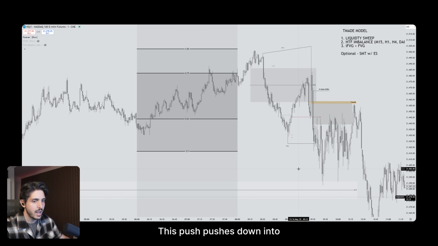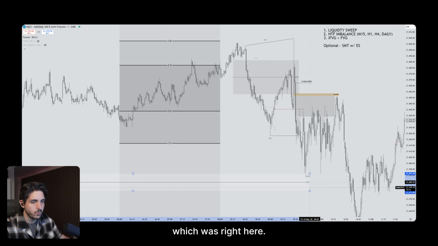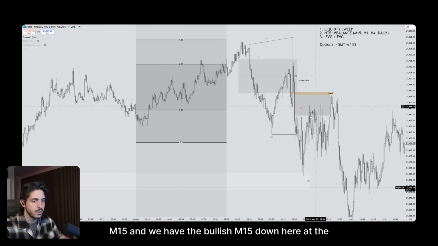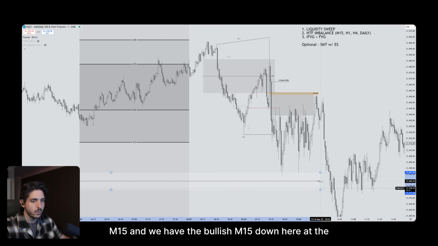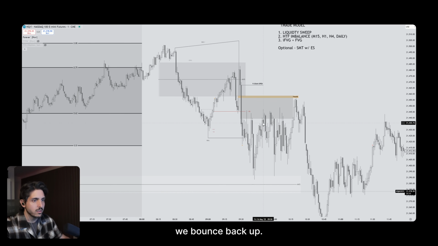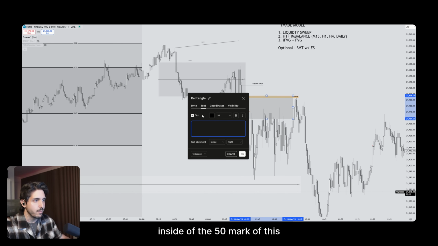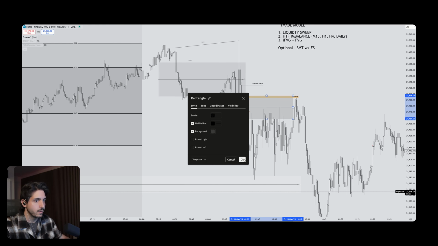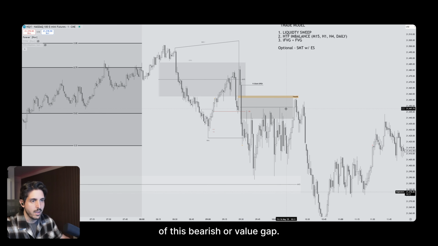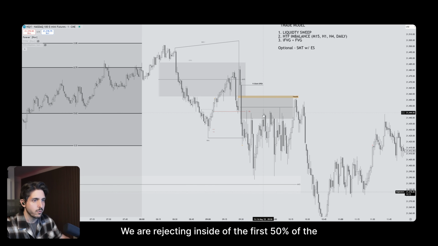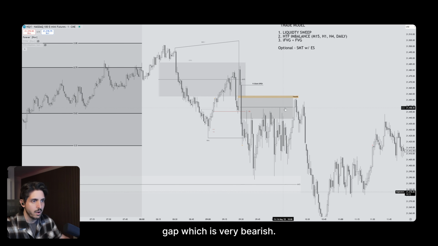This push pushes down into a M15, which was right here. Okay, that's another higher time frame imbalance. So now we have that bearish M15 and we have the bullish M15 down here at the low. We bounce back up, right? We can't trade inside of the 50% mark of this bearish fair value gap, right? We are rejecting inside of the first 50% of the gap, which is very bearish.